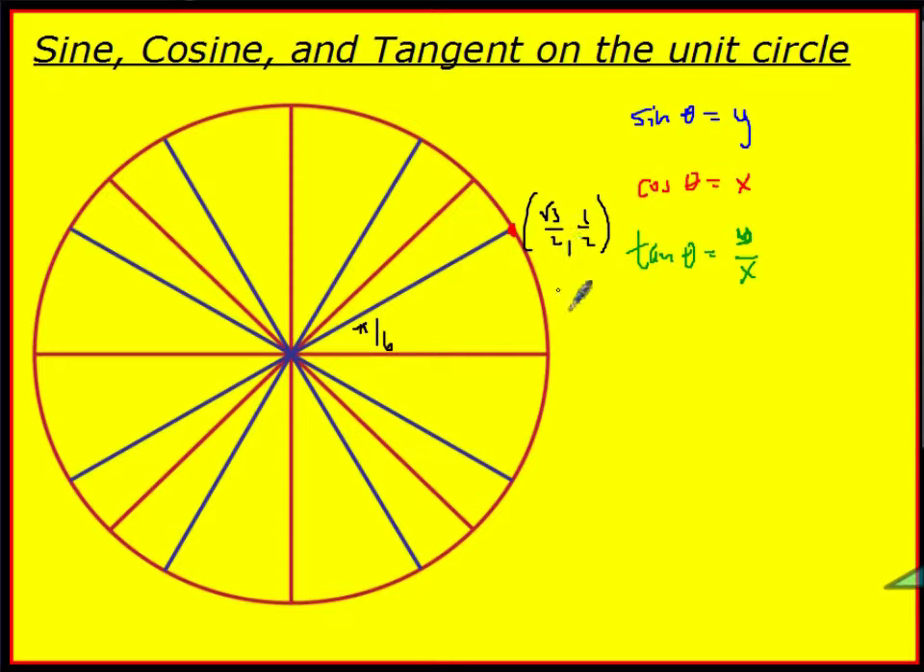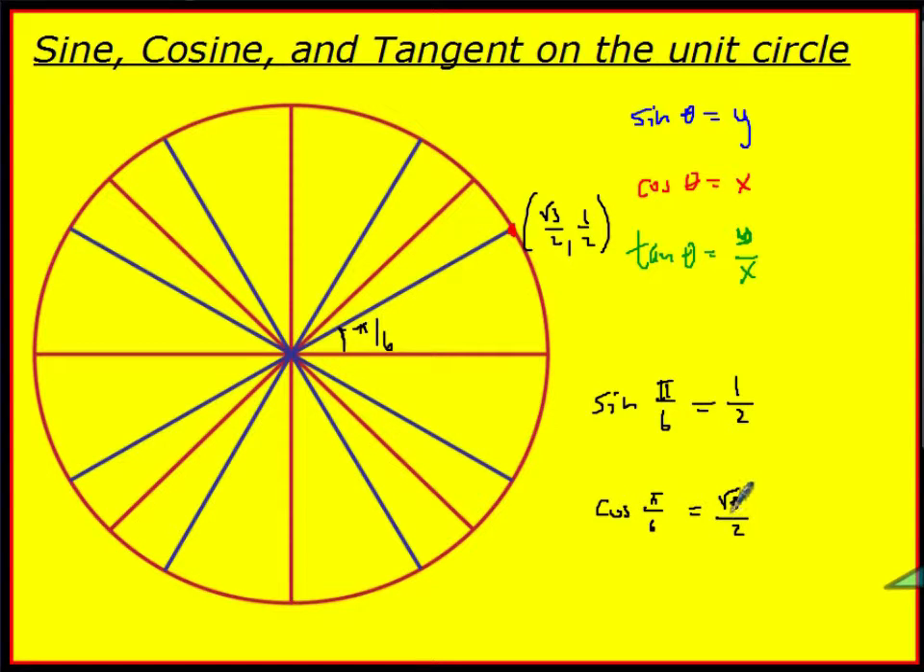So if I want to know sine of pi over 6, or sine of 30 degrees, since that's a 30-degree angle right there, that's just the y value, which is 1/2. If I want to know the cosine value of pi over 6, it's the x value, as we just demonstrated, so that's square root 3 over 2.